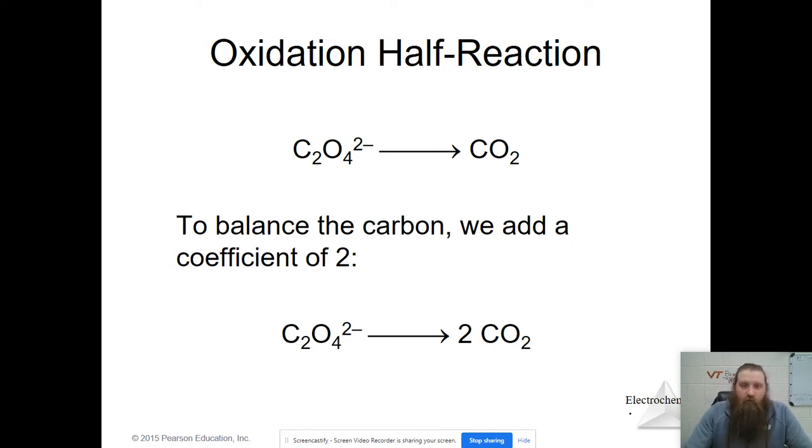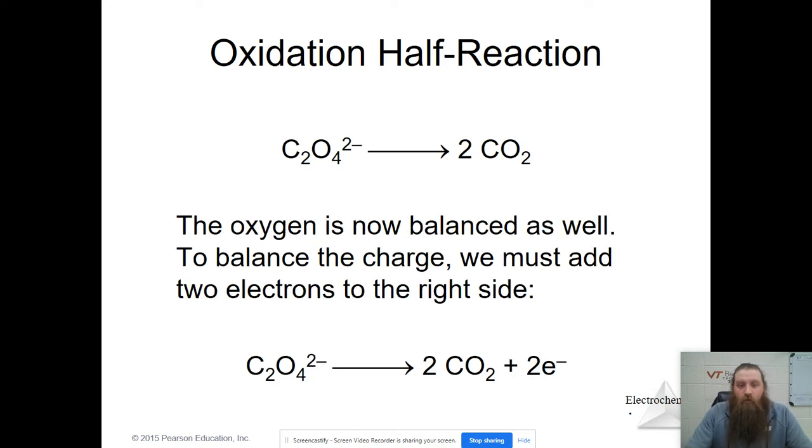First thing we need to do is balance the carbon, right? We leave O and H to the end. We leave the charge to the end. So I need to add a 2. Put a 2 in front of carbon dioxide. My carbons are good. Subsequently, also the oxygens are good. To balance the charges, we have to add some electrons. We need them on the right side. These electrons had to go somewhere, those 2 negative electrons, and so we put them right there. So that has now balanced our oxidation side.